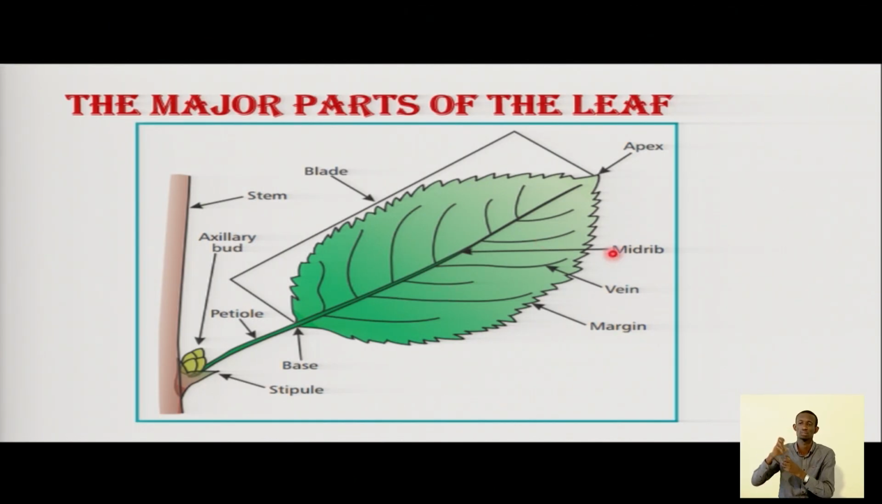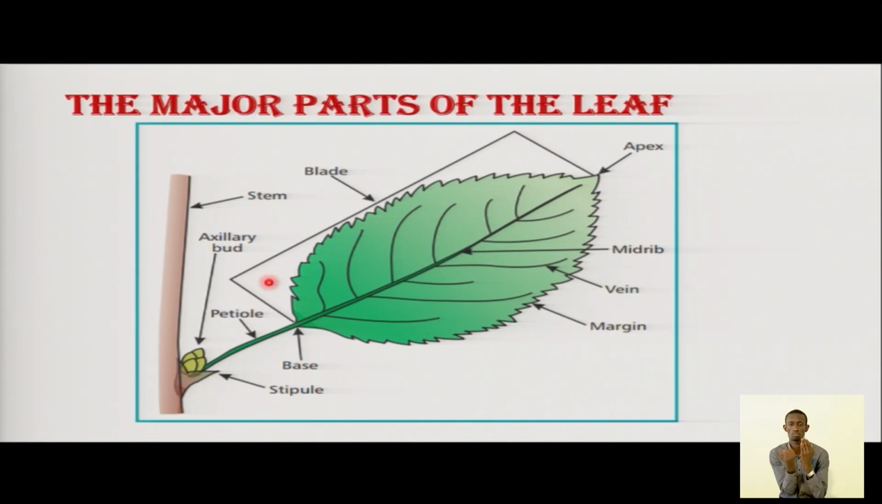Then from the midrib we have veins. Veins are branches of the midrib, and these are responsible for transporting water and mineral salts deep to the cells of the leaf blade. Then we have the leaf margin, which is the outermost part of the leaf. As you can see, this leaf is toothed. Then we have the leaf base, and from the leaf base you can see we have the petiole, and the function of the petiole is to attach the leaf to the stem.